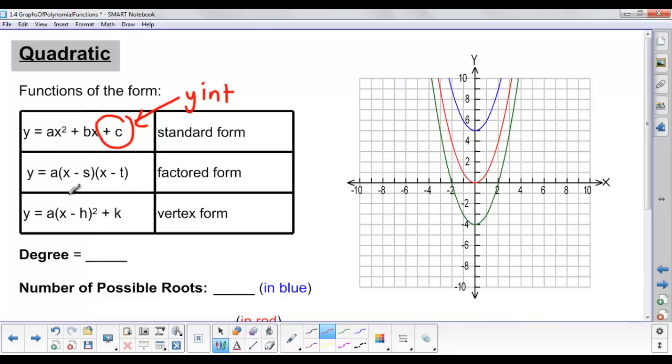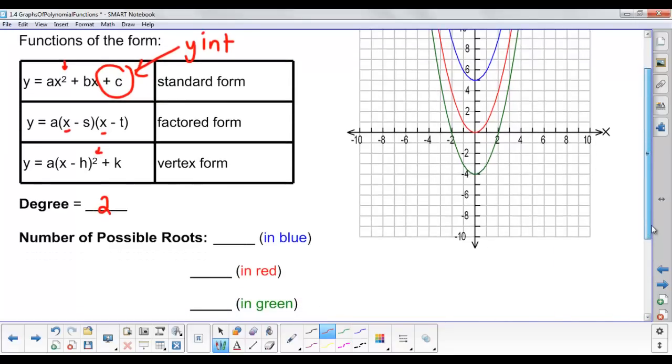Now, in each one of these cases, the degree is 2. Clearly, in standard form, you can see that the highest exponent is 2. Again, as I explained on the previous page, if you have something in factored form, the number of roots gives you the degree. We see x twice, so I know that this is degree 2. And again, in vertex form, the exponent here is 2.